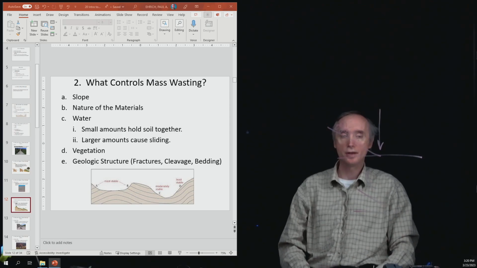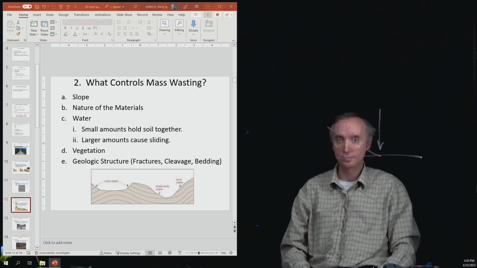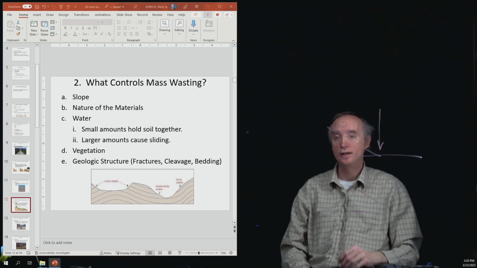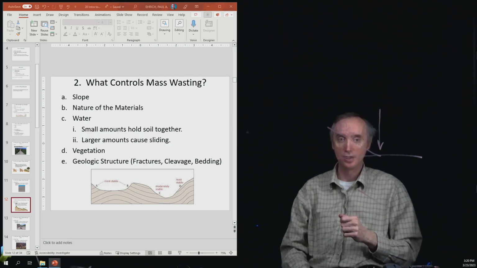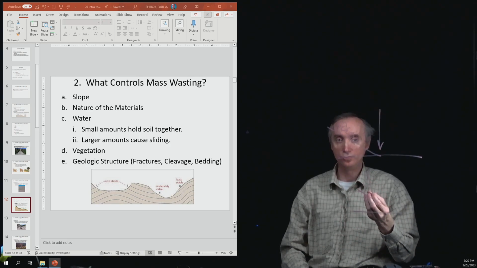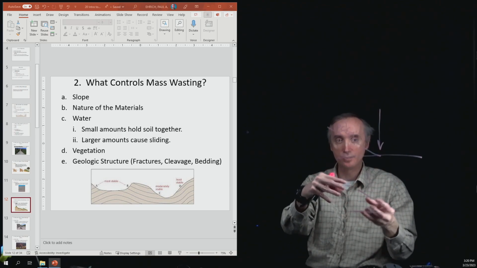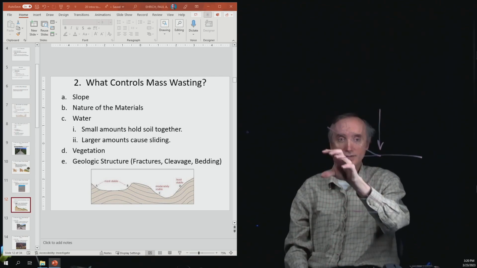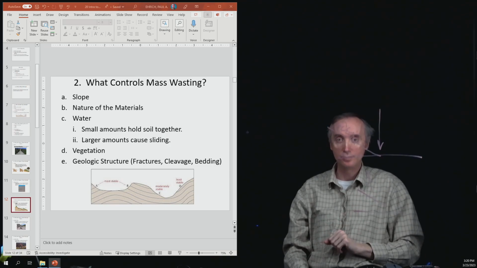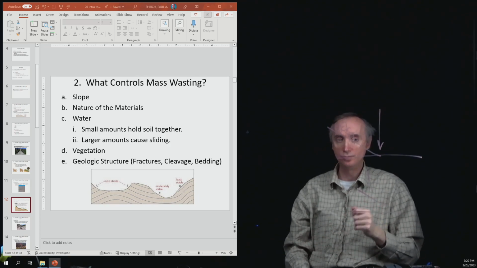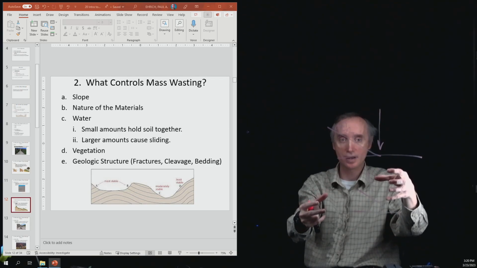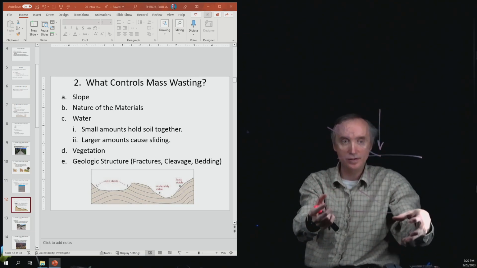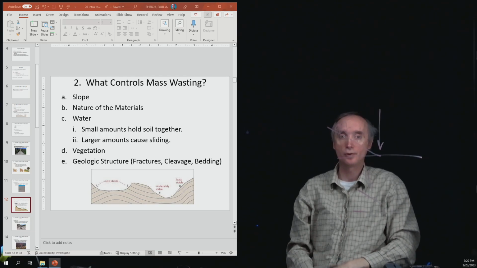Okay, it also depends on the amount of water that is in it. So in the case of soil, if you have small amounts of water, that's actually a good thing, because that water will act like a glue that will hold the sediment together and make it less likely to slip. But if the soil has too much water, then that water will separate the various materials so that they're not in contact with each other, and then it makes it easier for them to slip over the tops of each other.